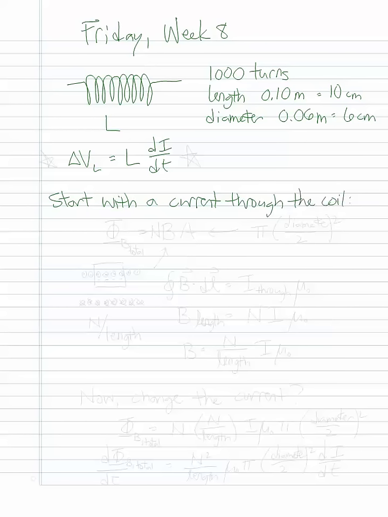And I know that something's going to be induced because I know that there is a magnetic flux if there's current through the coil. So if we start with some current through the coil I, that means that there's a magnetic field caused by that current times the area of the coil. And so the magnetic field, I'm going to get that from Ampere's law.